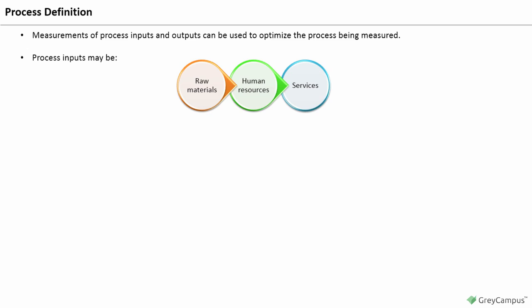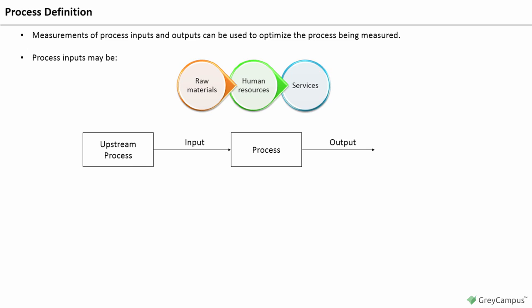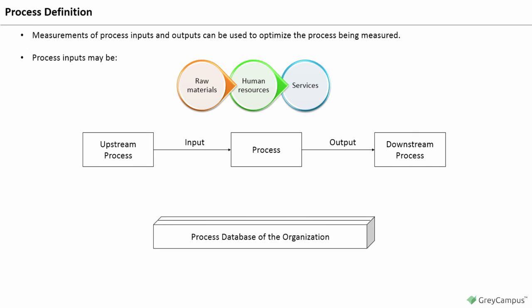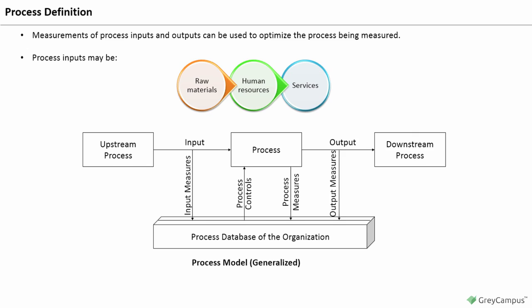See Figure 2.1. In this figure, the process starts when the upstream process provides the inputs that are processed for outputs to the downstream process. The process database of the organization has details of input measures, process controls, process measures, and output measures. Feedback from downstream process measurements can be used to improve an upstream process. For example, electrical testing for solder shorts can be used to optimize a circuit board soldering operation, even if it is several processes upstream from the testing operation.